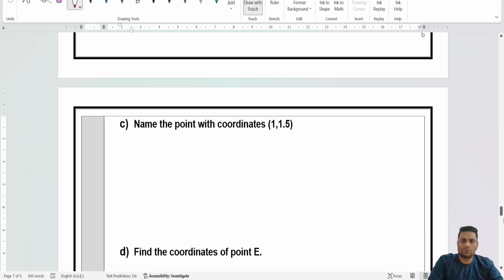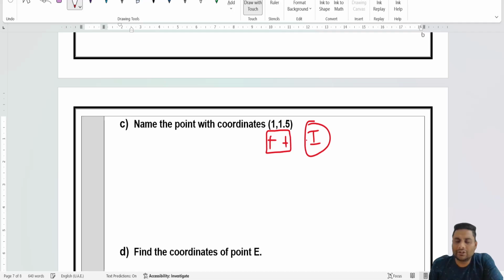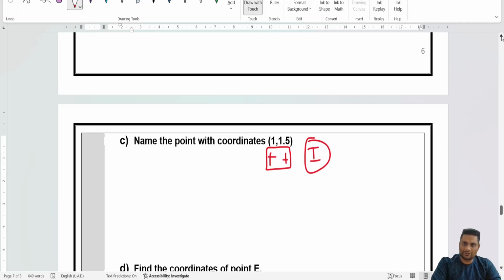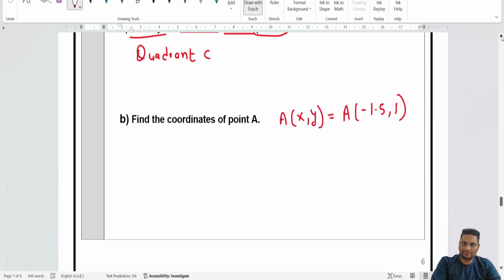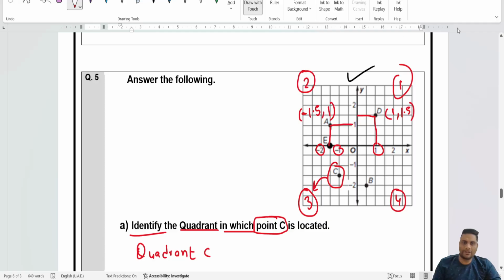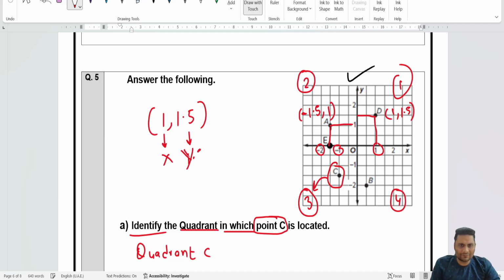Name the point with coordinates 1 and 1.5. See, you can easily tell it. The first one is positive, the second one is also positive. In which quadrant do we have both the things positive? The first quadrant. So whichever point is there in quadrant 1, that will be my answer. Or you can check it simply also. Let's see. 1 and 1.5, right? We need 1 and 1.5. That is, X is 1 and then Y is 1.5.